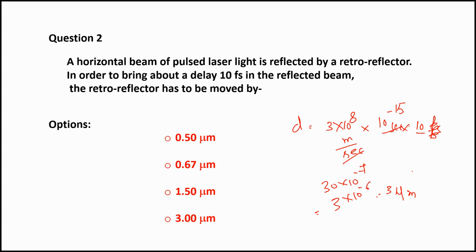So this is it. Now, since it has come to be 3 micrometer, and what initially I was talking about is it has to travel this entire distance. So that's why we'll just do its half, and therefore we have to move it by 1.5 micrometer only. If we move it a bit backwards, the delay which we want of 10 femtoseconds will be achieved. So, if you have any doubt in this question, just ask me.